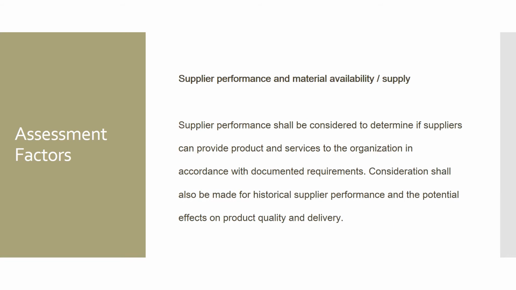Supplier performance and material availability or supply. Supplier performance shall be considered to determine if suppliers can provide product and services to the organization in accordance with documented requirements. Consideration shall also be made for historical supplier performance and the potential effects on product quality and delivery.